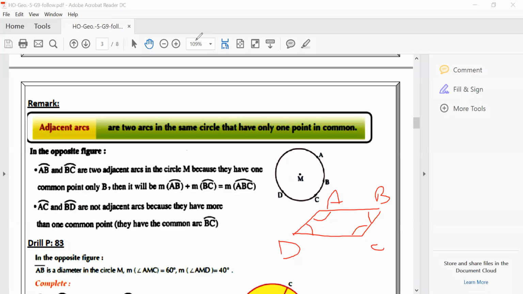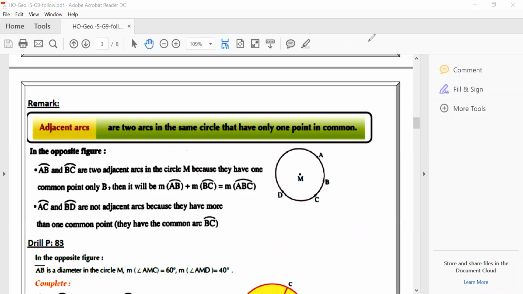When I'm talking about sides, also I can say adjacent sides. What are adjacent sides? AB and BC are two adjacent sides. Maybe AD and DC are two adjacent. But AB and DC are opposite sides. When they are beside each other, it means adjacent.